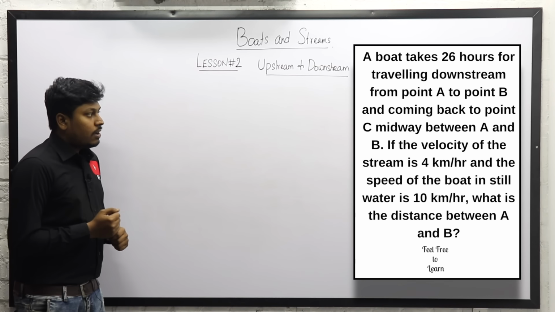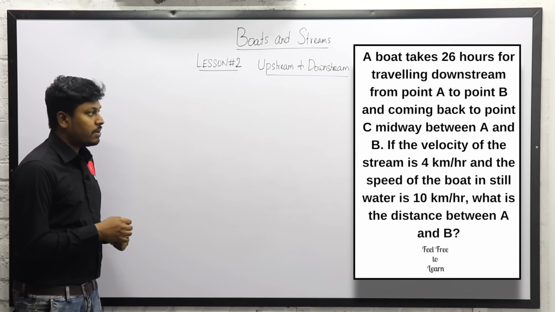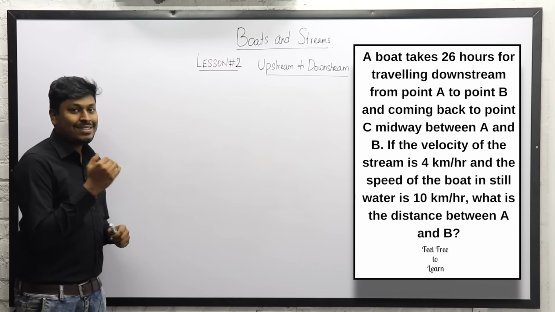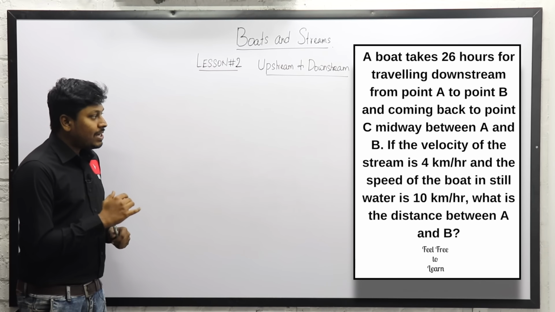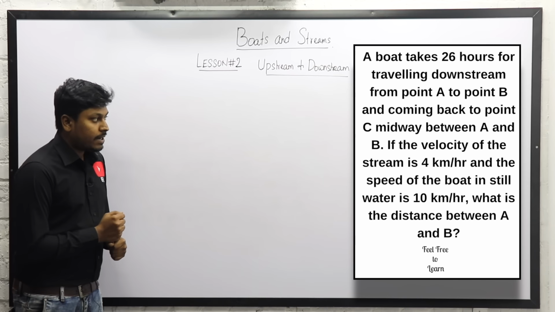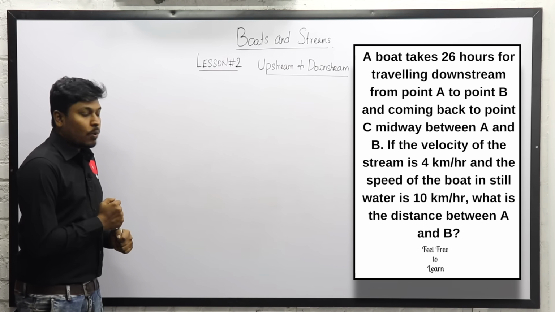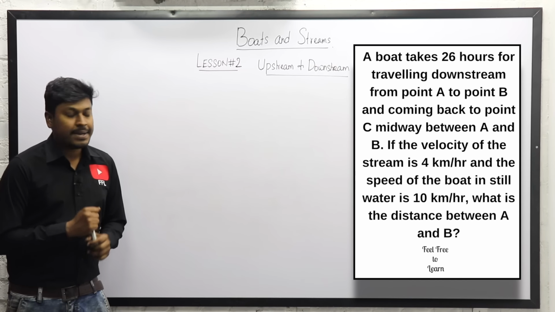7th question. A boat takes 26 hours for traveling downstream from point A to point B and coming back to point C, that is midway between A and B. If the velocity of the stream is 4 km per hour and the speed of the boat in still water is 10 km per hour, what is the distance between A and B?